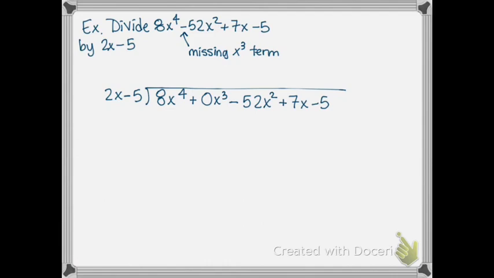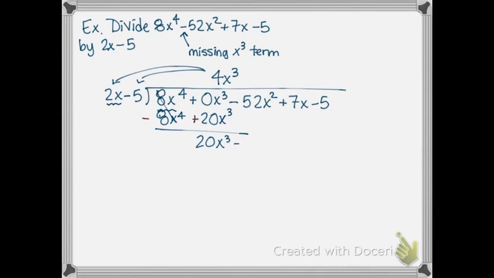So now we're going to divide. What do I have to multiply 2x by to get 8x to the 4th? Well, I have to multiply by 4x cubed because x times x cubed would give me x to the 4th. Okay, let's distribute. So distributing again over here, I'm going to get 8x to the 4th minus 20x cubed. Okay, I'm going to change the signs so I can add the opposites. So adding the opposites, that cancels out. We have 20x cubed minus 52x squared.